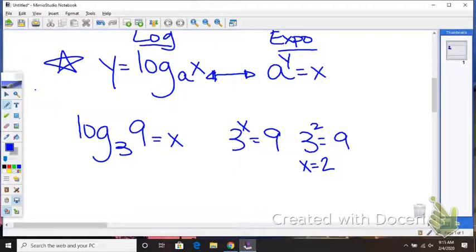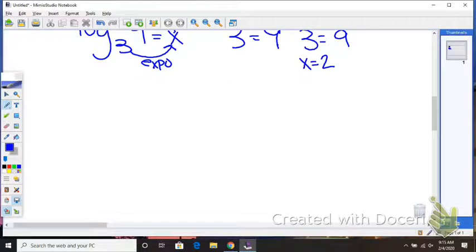But what I want you to get good at is the base, here's the exponent, here's the answer. So base, exponent, answer. Okay, let's try another one. This time, I'll math it up just a little bit.